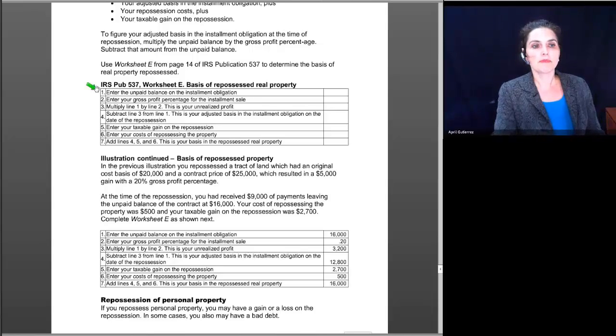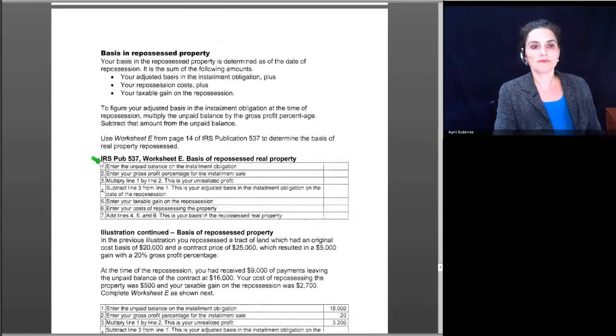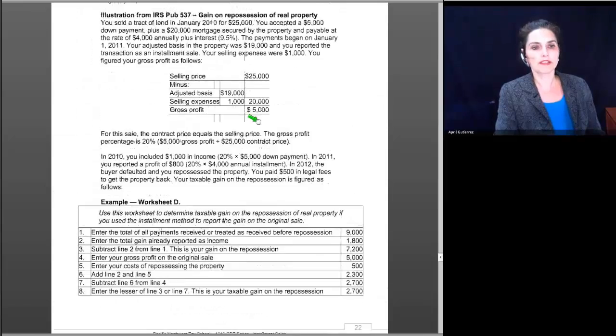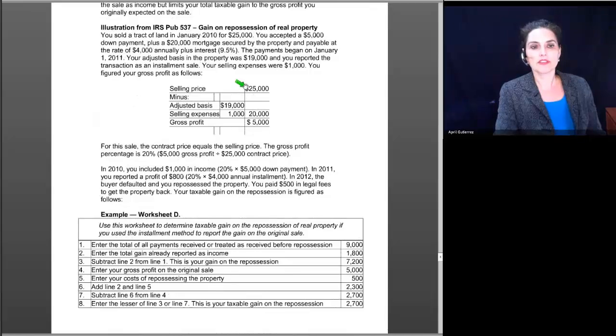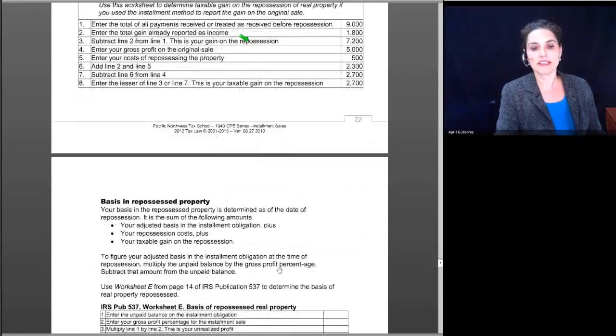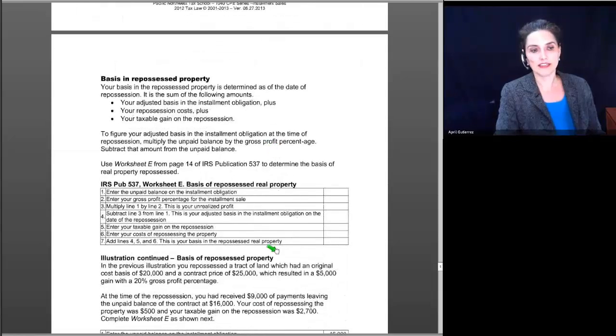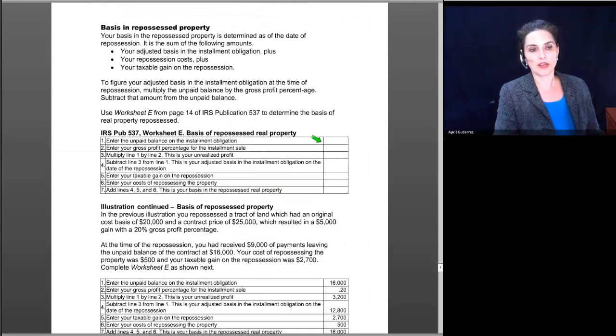And it says, enter the unpaid balance on the installment obligation. Well, if we go back up here and ask, what is our unpaid balance? The selling price is $25,000, and you received $9,000 of payments right here. So you're going to take 9 from 25, and that means $16,000 is outstanding. And that is what you would enter on line 1.